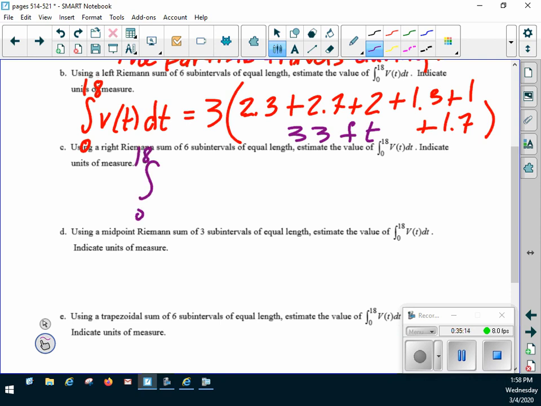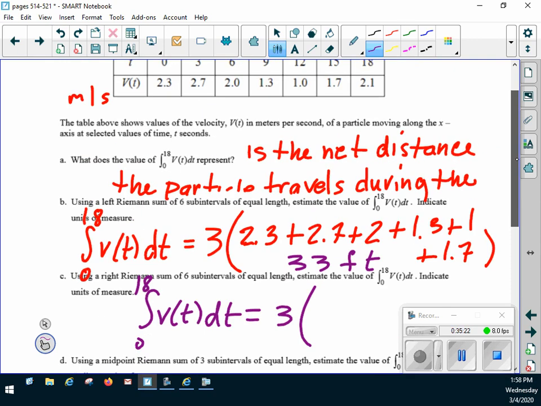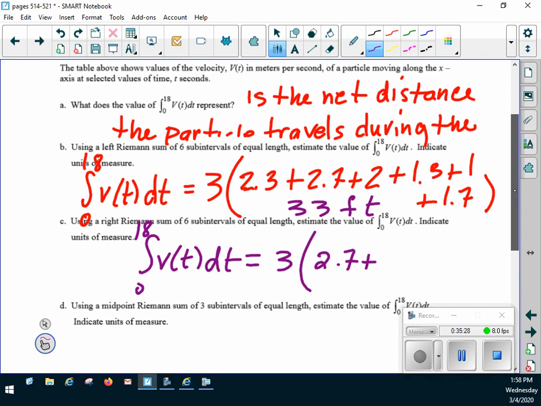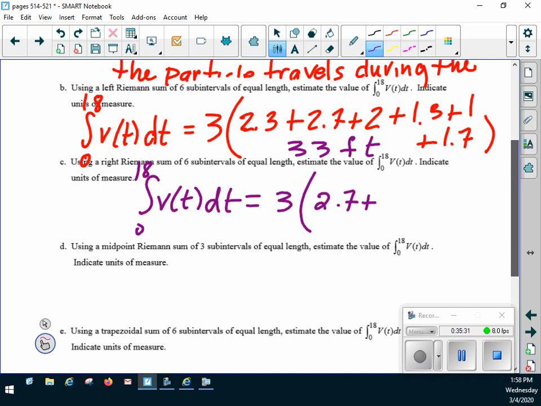It would be the integral from 0 to 18 of v of t dt equals 3 times. Let's just put in the first couple. 2.7 would be the first height. 2.0. And what would be the last height? 2.1. Now Sparks says, was this question E? Was it question C? He says 32.4 meters.